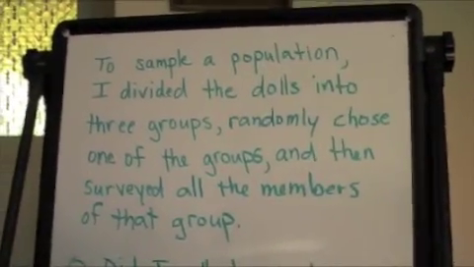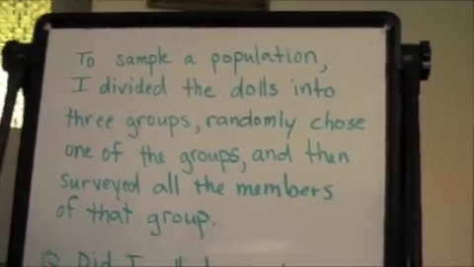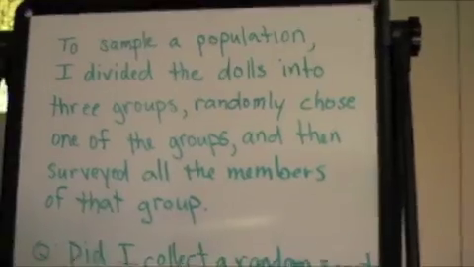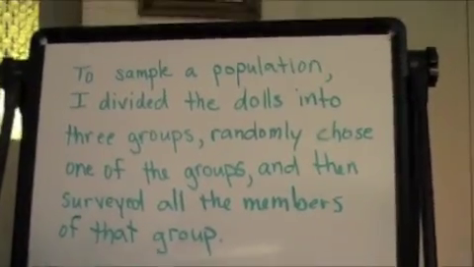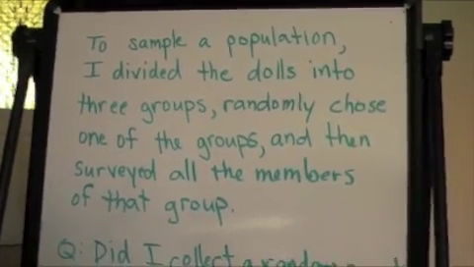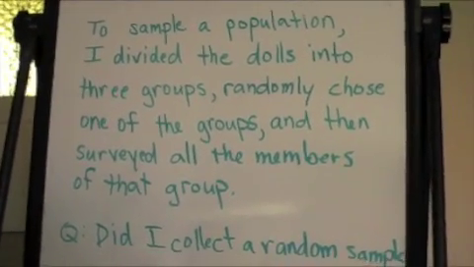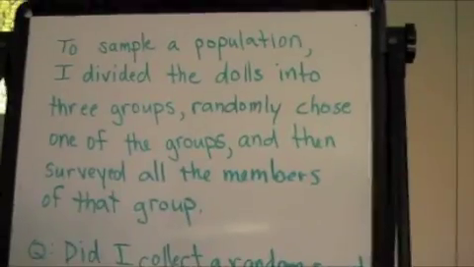One important concept in Chapter 1 was the difference between a random sample and a simple random sample. To sample a population, I divided the dolls into 3 groups, randomly chose one of the groups, and then surveyed all of the members of that group. So here's what I did.